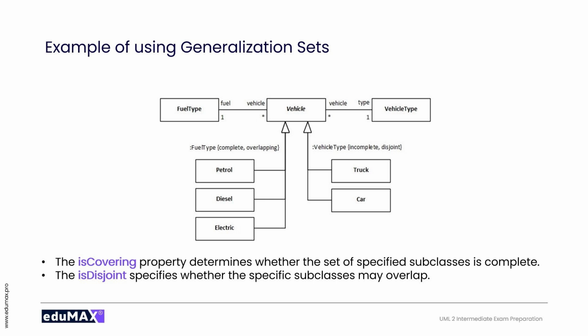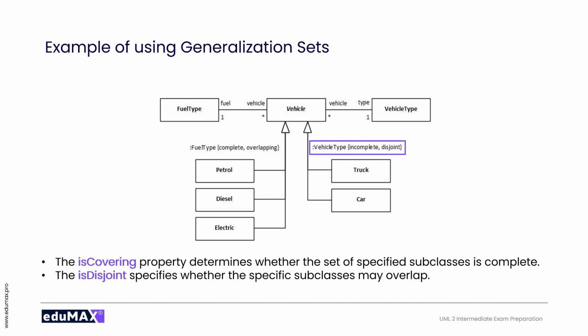Let's talk about is covering first. For the fuel type dimension, is covering takes the value true, or in other words, complete. So the list of subclasses in this dimension is complete. There are no other ways to power vehicles. Each vehicle instance must be an instance of at least one of its subclasses, so each vehicle must be powered by petrol, diesel, or be electric. These are the only allowable options.